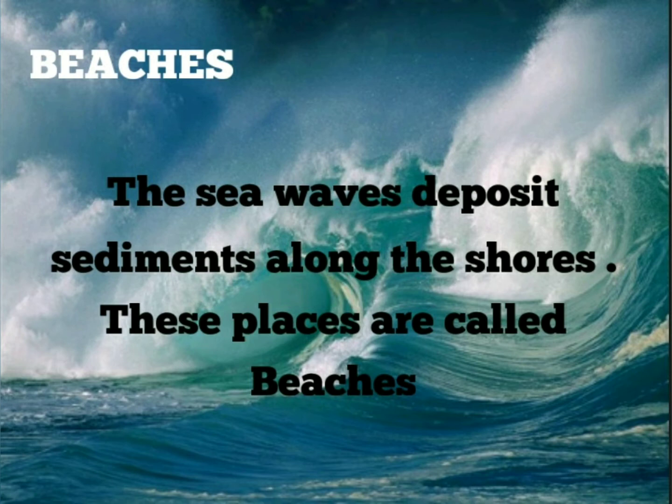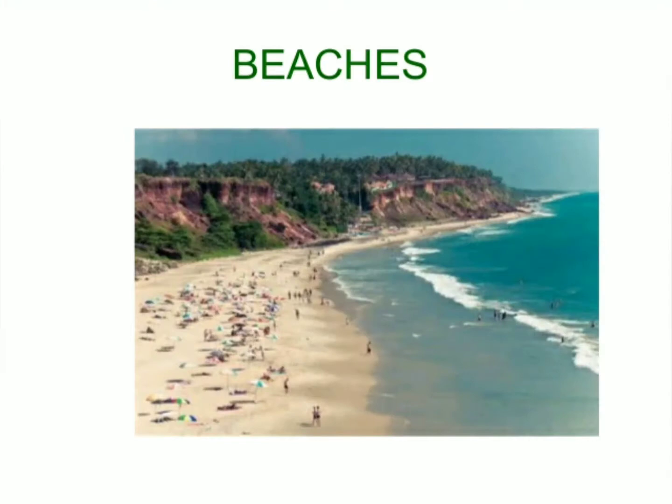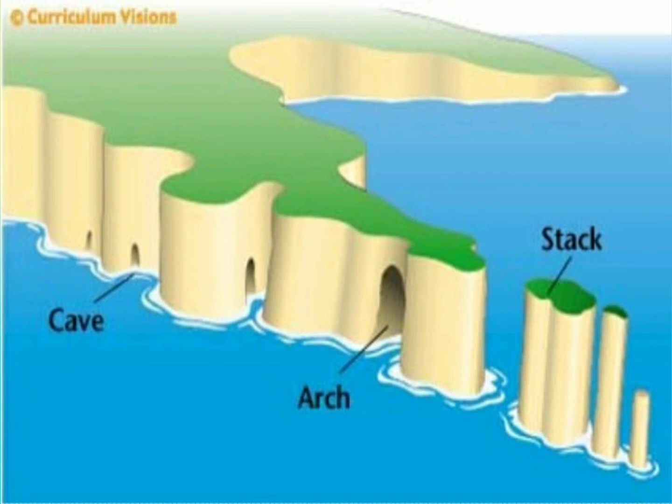Beaches. The sea waves deposit sediments along the seashore. These places are called beaches. In this picture, you can see the beach. This picture clearly shows the sea cave, arch, stack, etc. And these are some of the major landforms which are formed by sea waves.